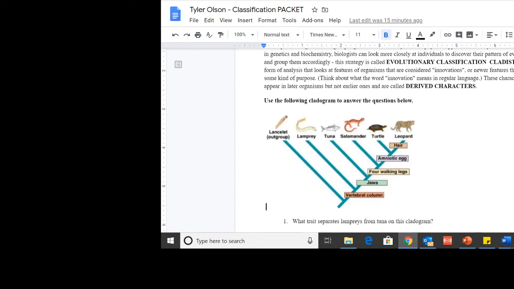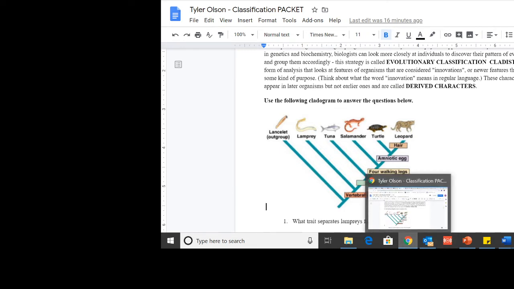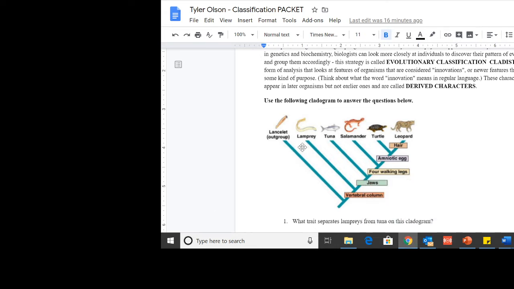And then we get to cladograms. And a cladogram, we've seen these before. It's kind of like a phylogenetic tree, but it includes also some of the derived characteristics or the speciation things that make them different. Okay, what sort of new evolutionary adaptation makes them different from each other? Okay, and so you'll read through this and you'll answer questions about these. And in general, what we say is the closer your branches are together, the more related you are. Okay, so we would say that tuna are more related to salamanders than they are to lancelets or something like that. Or leopards are more related to turtles than they are to lampreys. Okay, they share more of these characteristics in common.